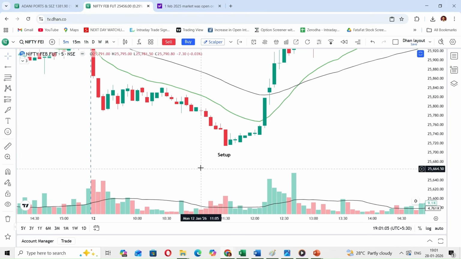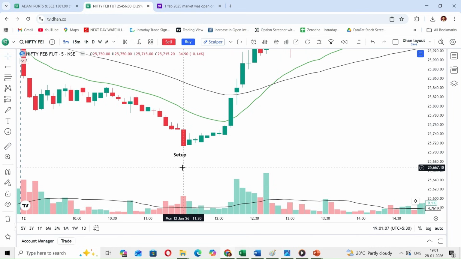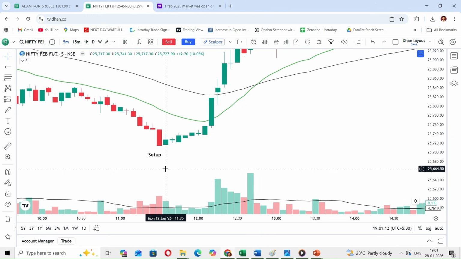Here, if you see, again an inside candle theory setup has been formed, but the low of this red candle, that is the mother candle, has not been broken. So there is no trade here.